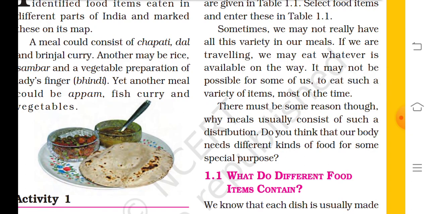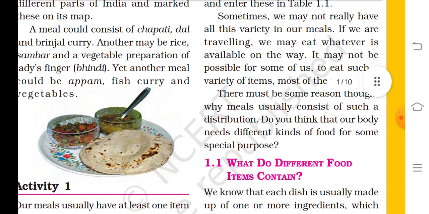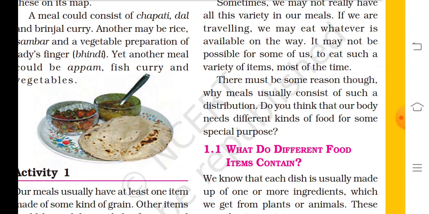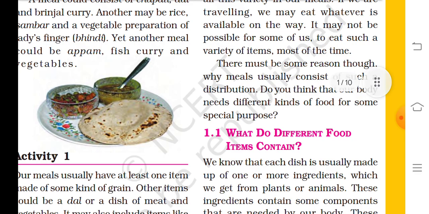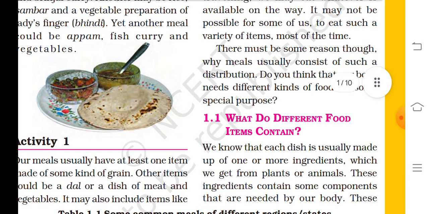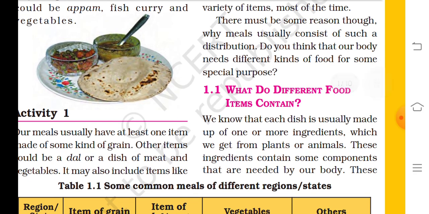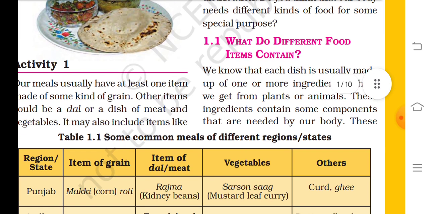Sometimes we may not really have all this variety in our meals. If we are traveling, we may eat whatever is available on the way. It may not be possible for some of us to eat such a variety of items. But there must be some reasons why meals usually consist of such a variety. Do you think that our body needs different kinds of food for some special purpose? What do these food items contain?